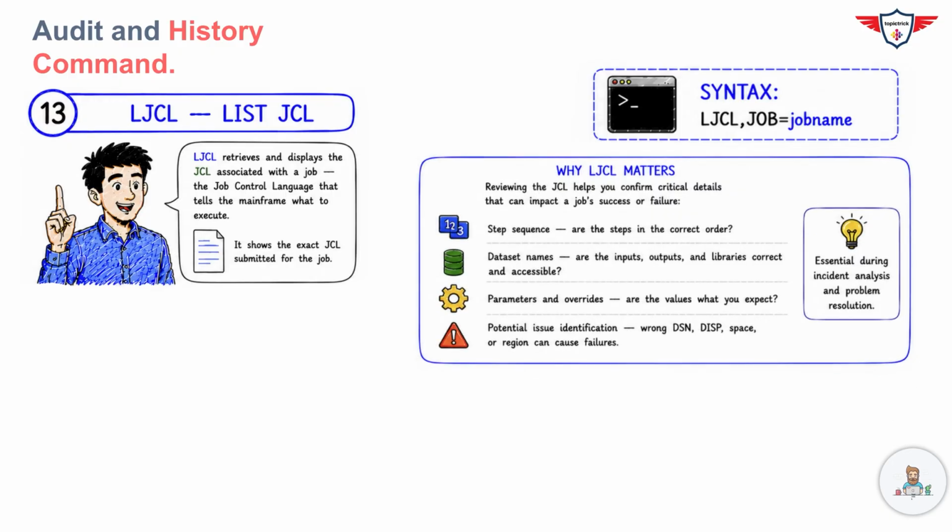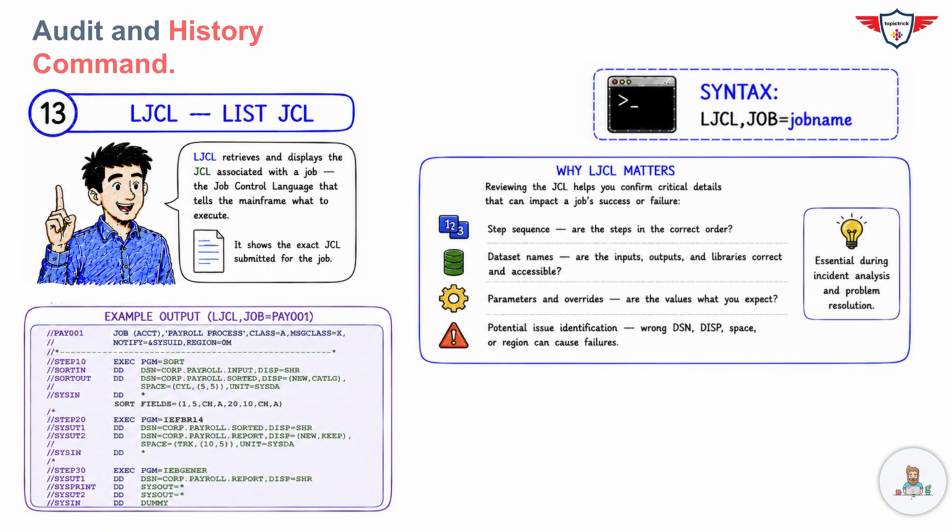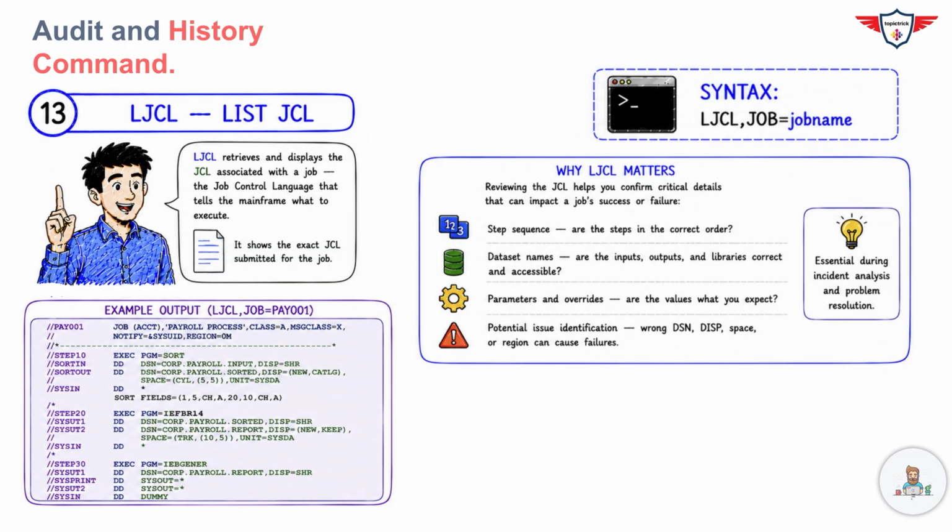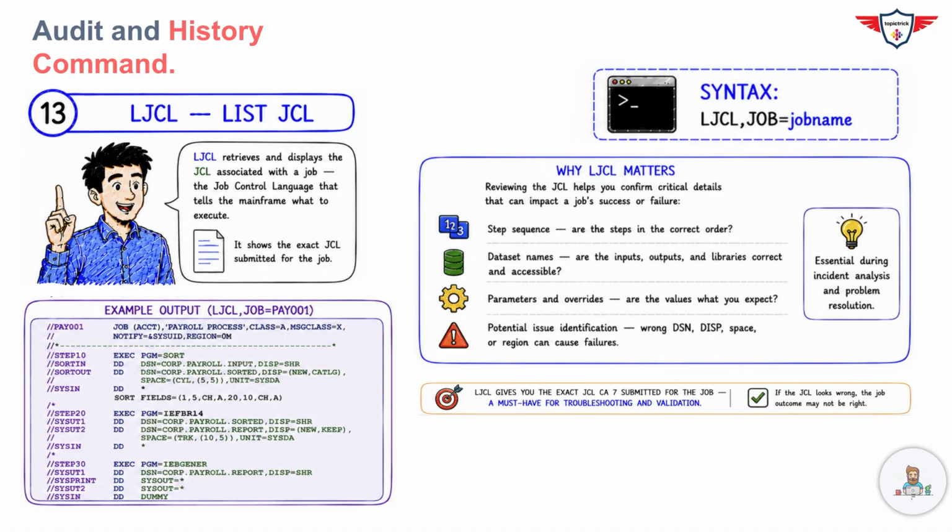Now the next command is LJCL, that is list JCL, and the syntax is LJCL, job equals to job name. This command retrieves and displays the JCL associated with a job, that is Job Control Language, which tells the mainframe what to execute and how to execute, and what the inputs and outputs are. During incident analysis, you can review the JCL to understand the step sequence, what the data set names are, and whether you have provided the override parameters correctly or not, because any incorrect value can lead to a job failure.